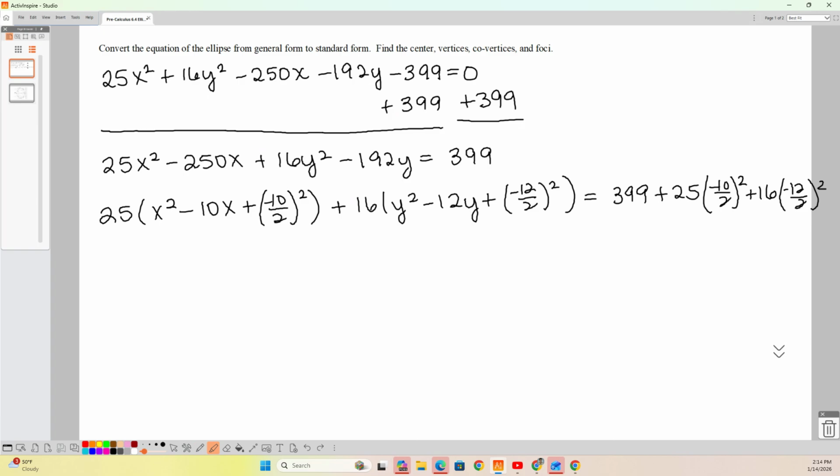So on the left, we have 25 times negative 10 over 2 squared. And on the right, we have 25 times negative 10 over 2 squared. And on the left, we have 16 times negative 12 over 2 squared. And on the right, we have 16 times negative 12 over 2 squared. So the equation is balanced.